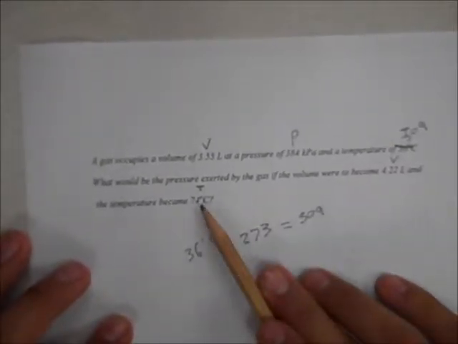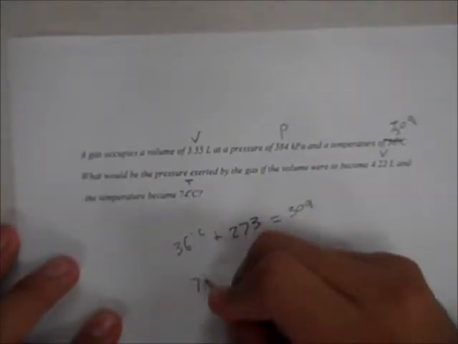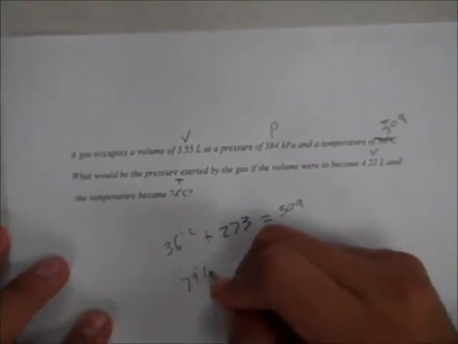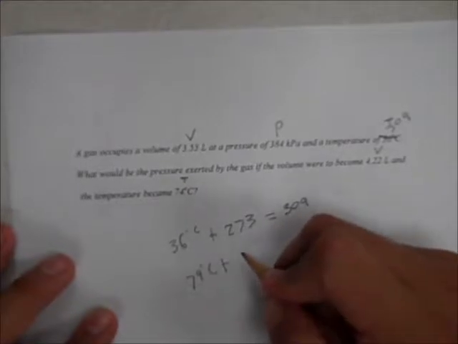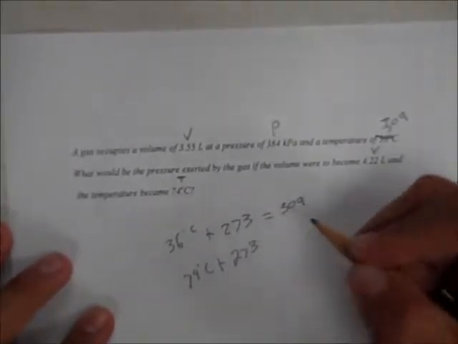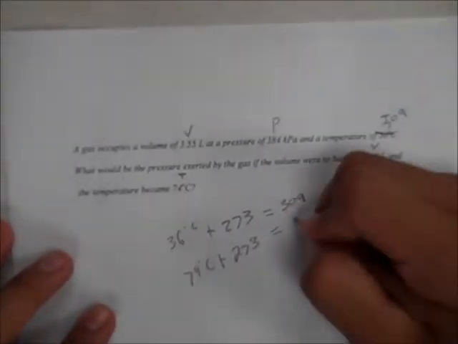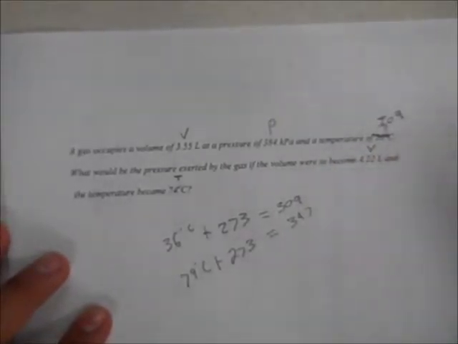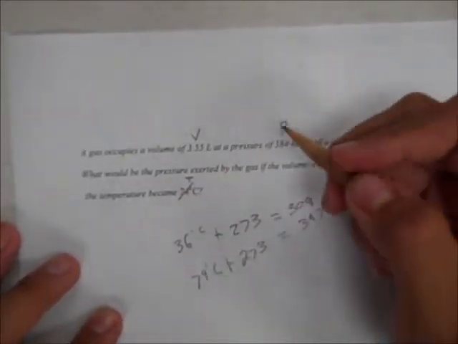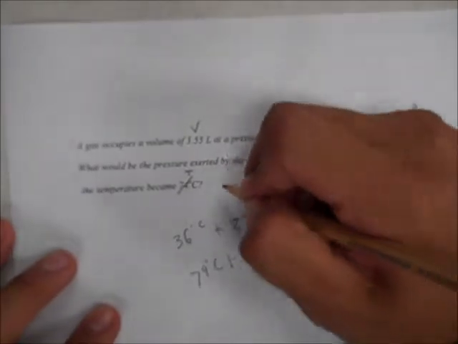Next we have 74 degrees Celsius. We're going to add 273 and we get 347. So we go back into the problem, cross out what we had and put in 347.